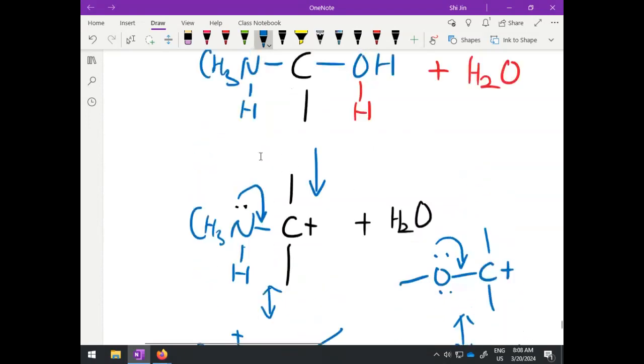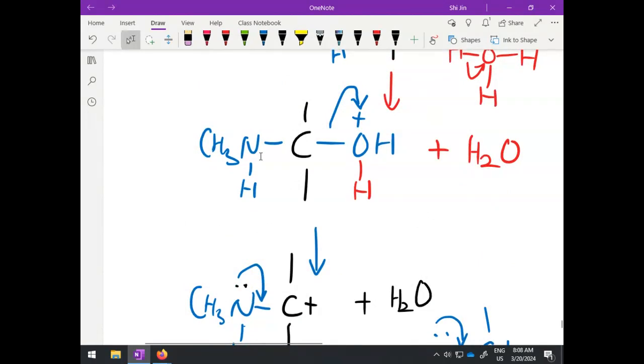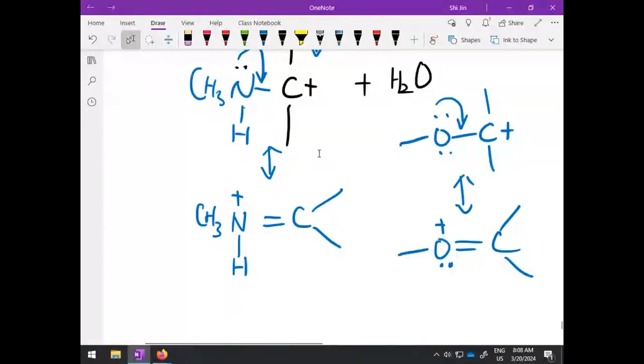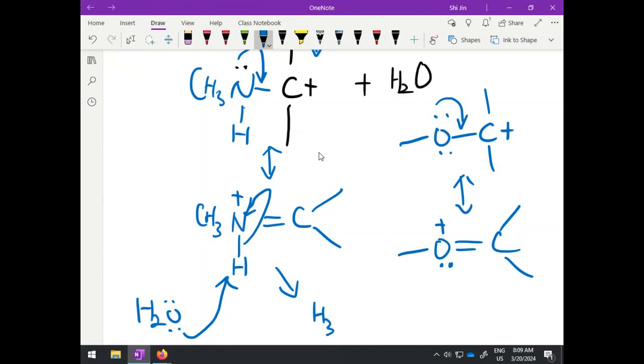But what you can see is, if you look at this mechanism for the second stage, we can treat it as an E1 elimination, because then you can have water come to take this proton away, giving you the hydronium ion and the imine product. That's a kind of E1 elimination.